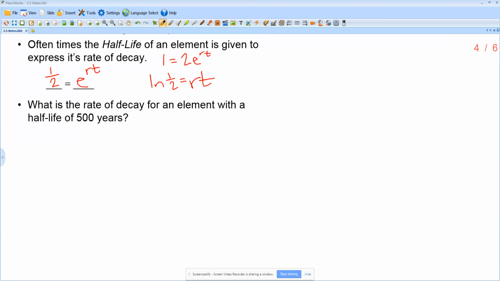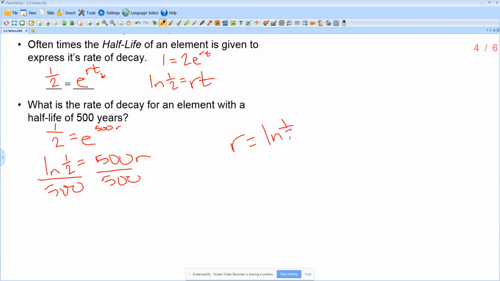So what is the rate of decay for an element with a half-life of 500 years? So T here is going to represent the half-life. So I would have 1/2 equals e to the RT. I know that T is 500, and I'm looking for R. I get natural log 1/2 equals 500R. So I divide by 500. So R is equal to natural log 1/2 over 500, or approximately negative 0.1%. And to get that approximation, you're just putting that into a calculator.